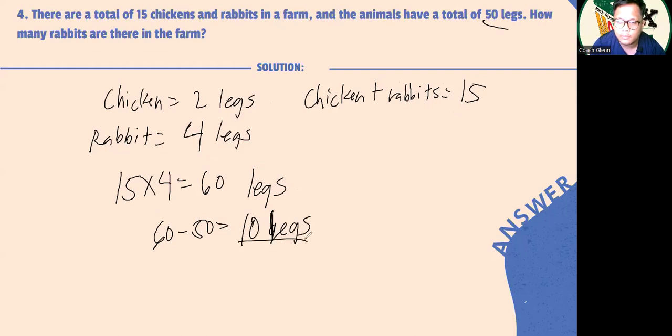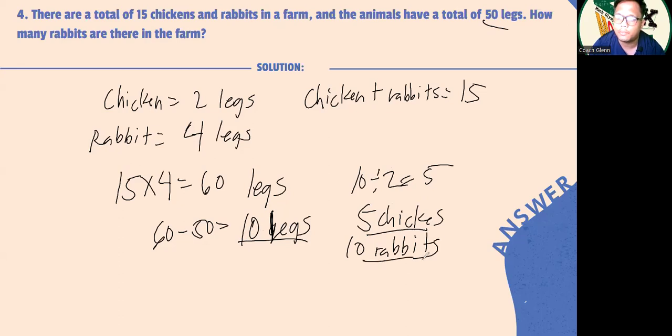So we have 10 extra legs. That's from the rabbits that have 4 legs, so we need to cut 2 of the legs to make it a chicken. All we need to do is 10 divided by 2, which is equal to 5. That means you have 5 chickens. If you have 5 chickens, then you also have 10 rabbits. So the final answer here should be 10 rabbits. Okay, any questions for this one?